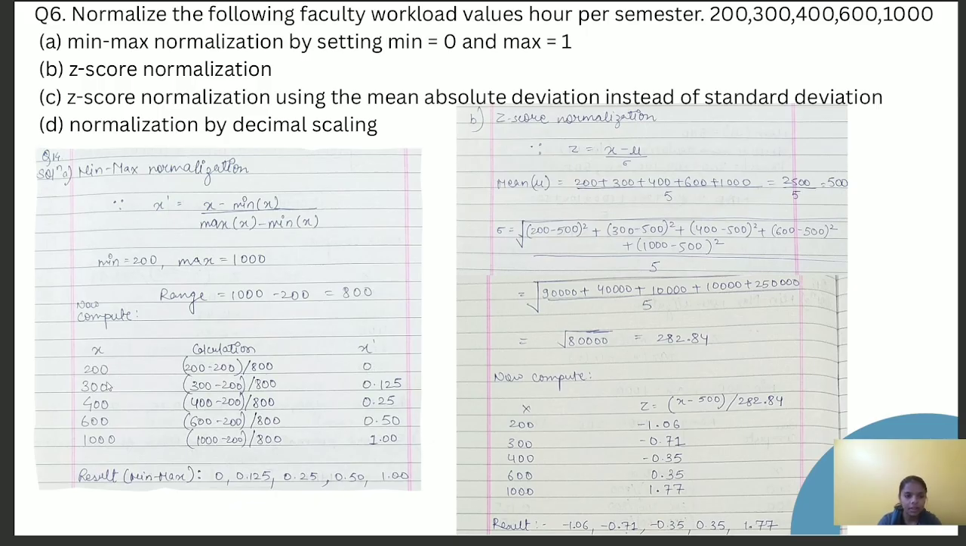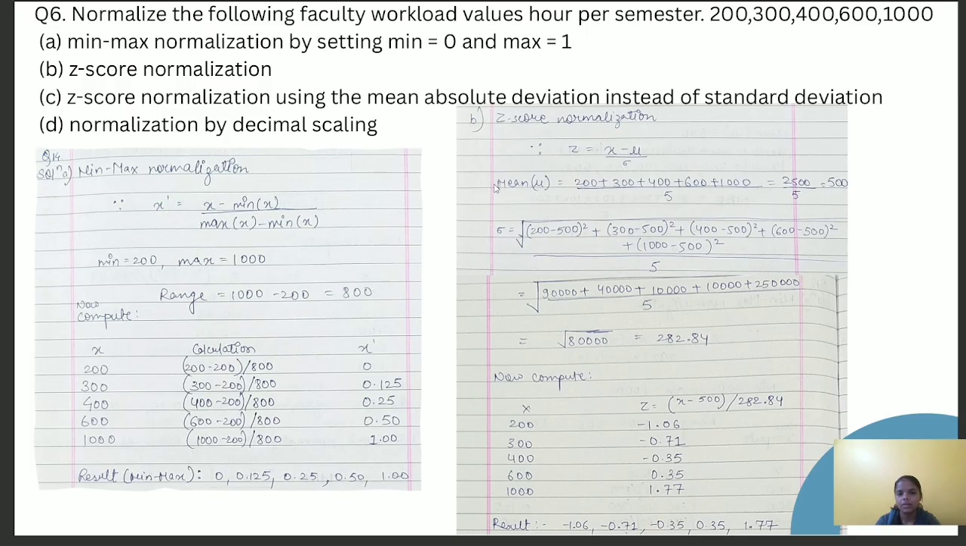Now for 300, our x is 300, our min is 200, divided by our range. So we get our answer 0.125. Similarly, we will calculate the min-max normalization for the remaining three data points. So our result is 0, 0.125, 0.25, 0.50 and 1.